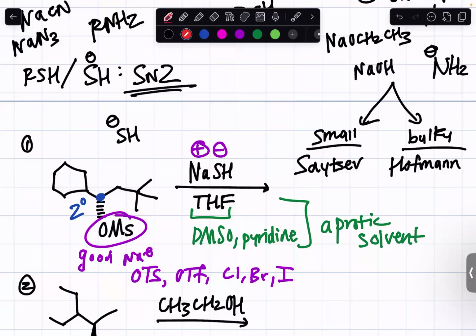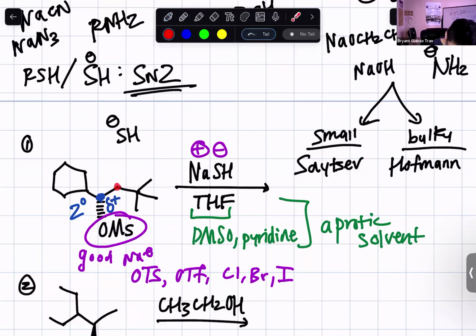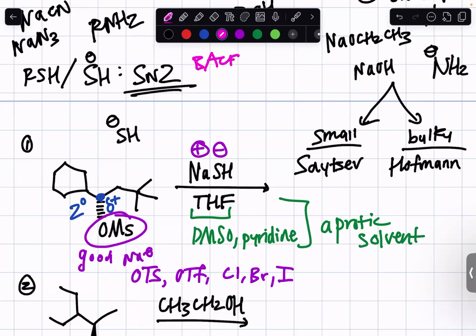I wanted to bring my negative to the right side of the secondary carbon, the one that's beside it. Oh, this one here? I was thinking unless I can do a backside attack. Oh yeah, yes, backside attack. SN2 backside attack. It'll go right behind.